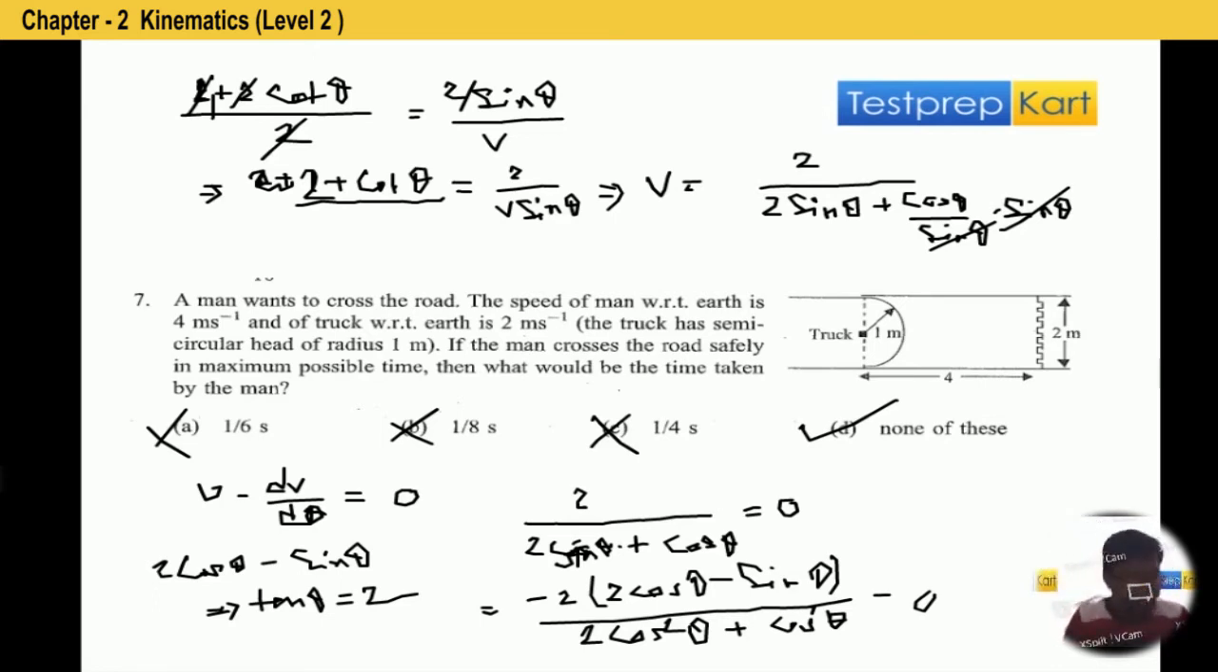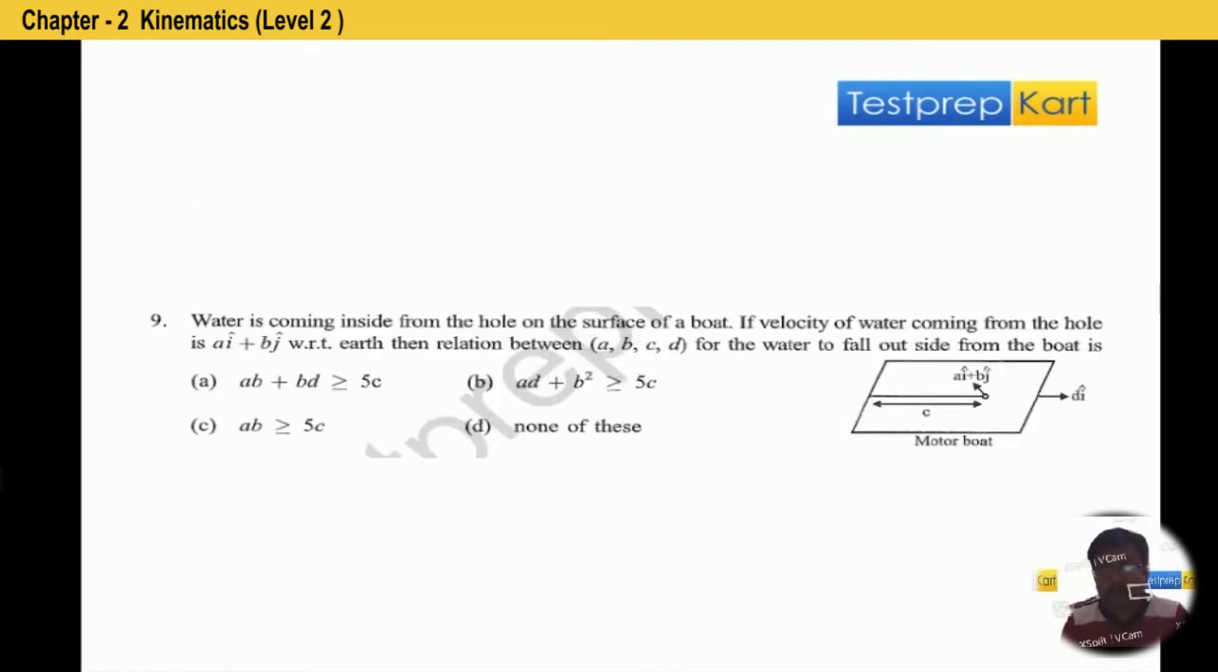I hope you got it. So now just check the question. In this question, water is coming inside from the hole of the surface of a boat. The velocity of water coming from the hole is given with respect to earth. For the water to fall outside from the boat, what will be the value?